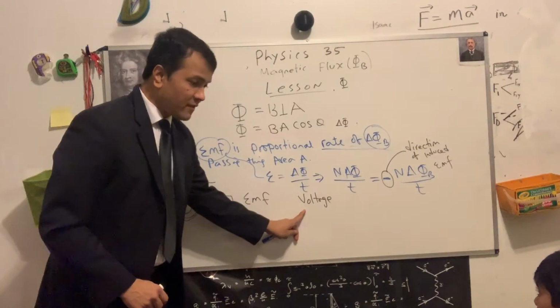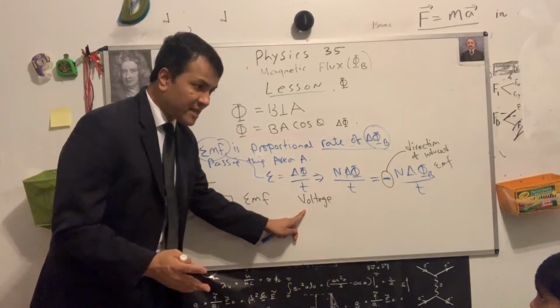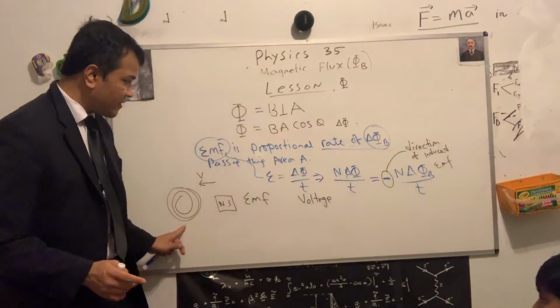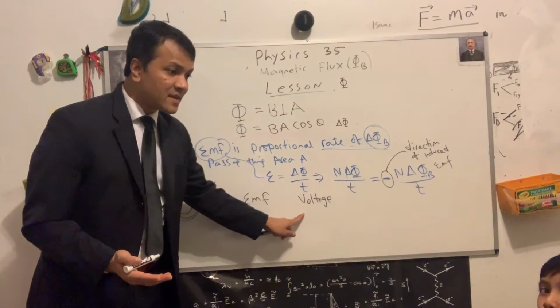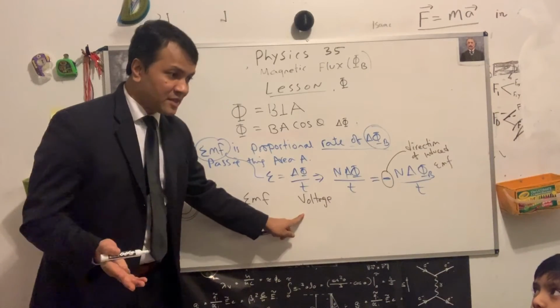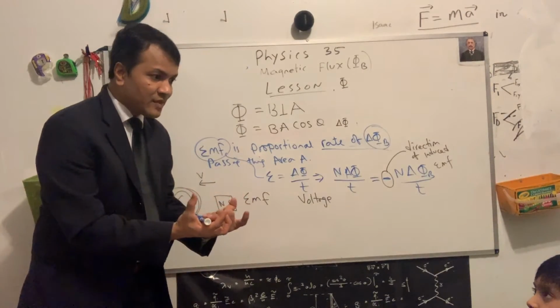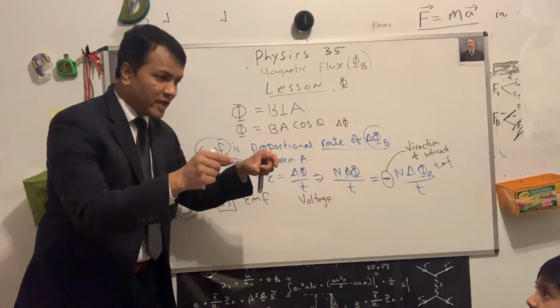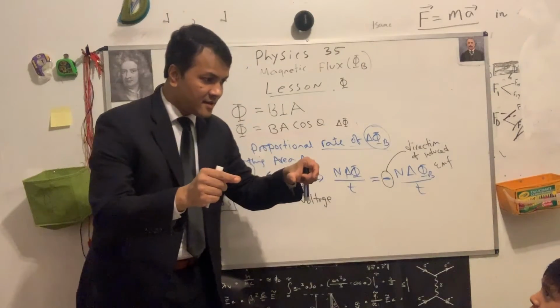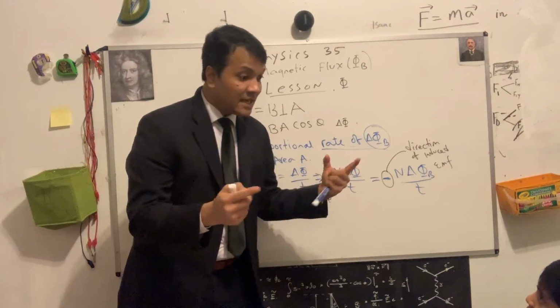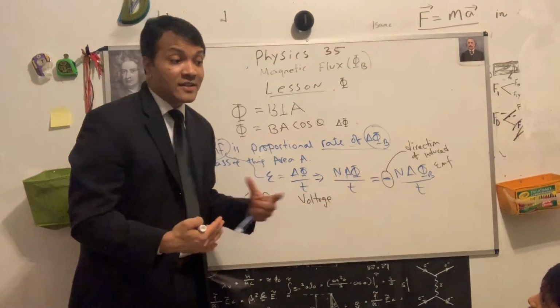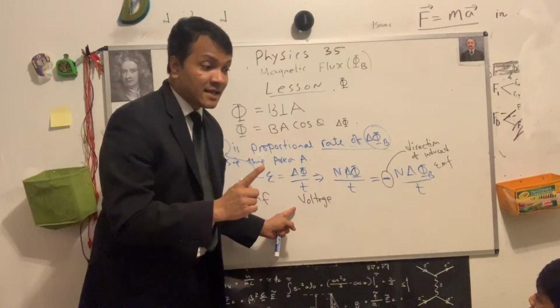Now listen to this one, voltage. How can you create voltage? That's how you create EMF. But how can you create voltage? Potential difference between two terminals. For example, you take a lemon, you put a nail, you put a penny. This is a lemon battery. That's how you can create the voltage.